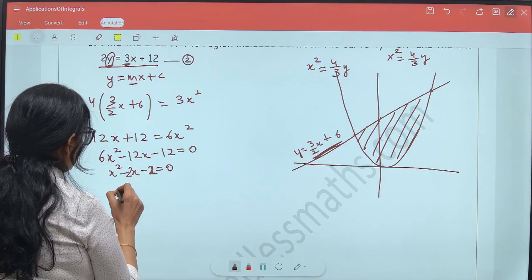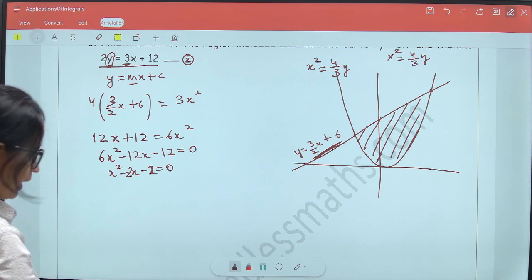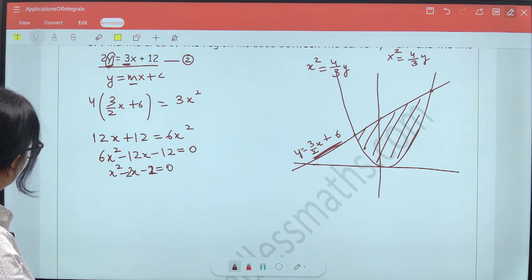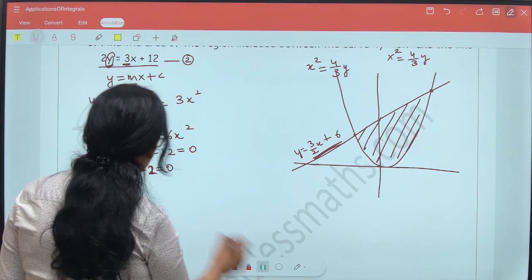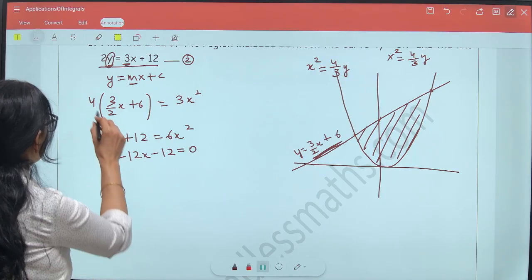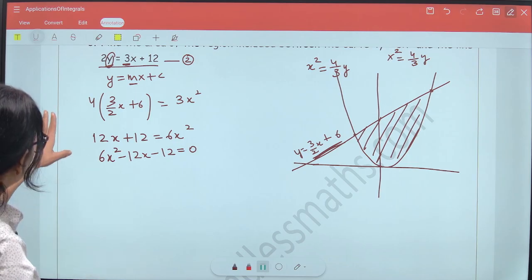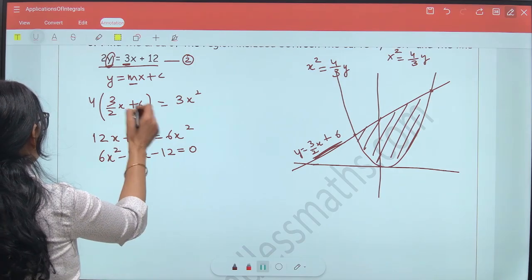Now here the factors are x square minus 2x. I think we made some mistake here, so let me just take off this and let's have a look into the equation again. So it is 4, 3 by 2x plus 6 equals 3x square. Okay, so 6 4s are 24, 6 2s are 12 and 12 4s are 48.